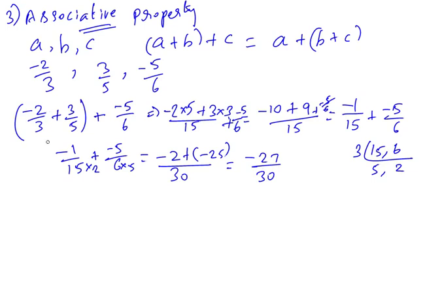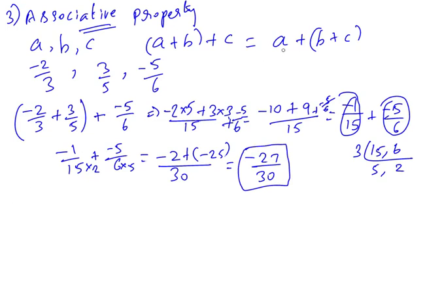So, minus 2 by 3 plus 3 by 5 plus minus 5 by 6. First we will add this bracket with that answer. We are adding minus 5 by 6 also. So, what are we getting? Minus 1 by 15 plus minus 5 by 6 becomes minus 27 by 30. So, this is our left hand side answer. Now, we will find the right hand side answer.